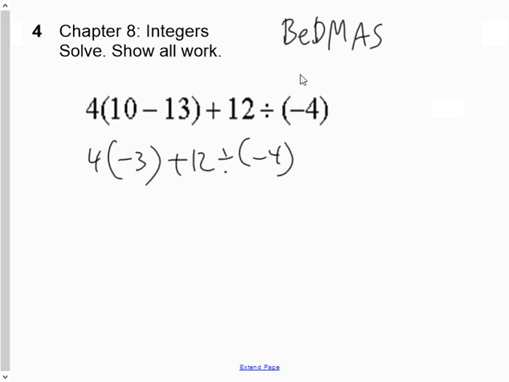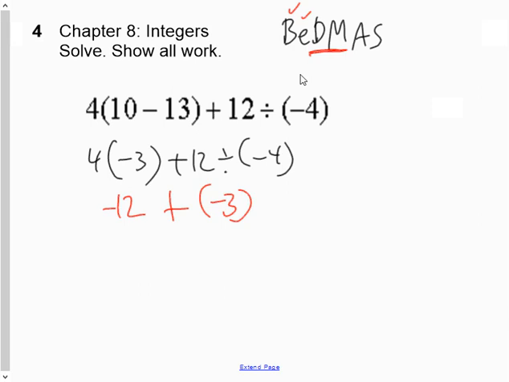Now we have our second step. So we have brackets are done. There are no exponents in here. Our next step is division and multiplication in the order they appear from left to right. I am going to simplify all of my division and multiplication in one step. So I'm going to do my multiplication, which is 4 times negative 3, which is negative 12. And my 12 divided by negative 4, which is negative 3. And notice how I kept it in brackets to separate the addition sign from the negative sign.